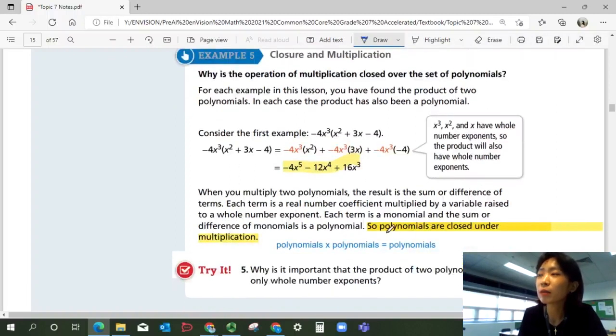So let's look at number 5. Think about why it is important that the product of two polynomials has only whole number exponents. Why do you think it's important?